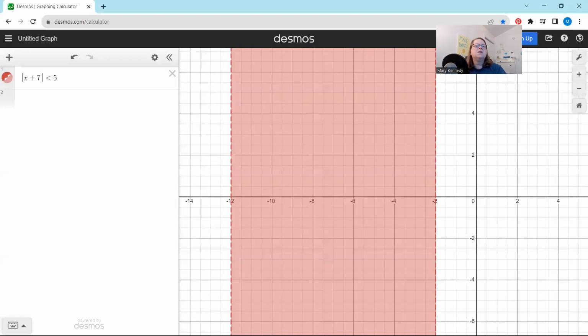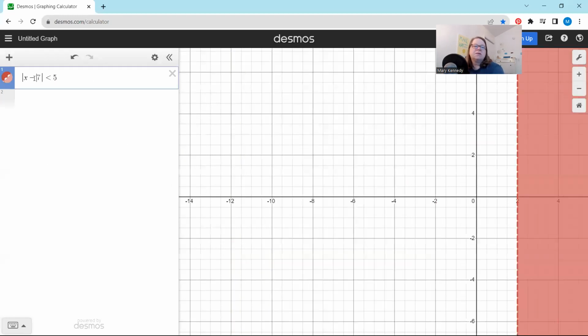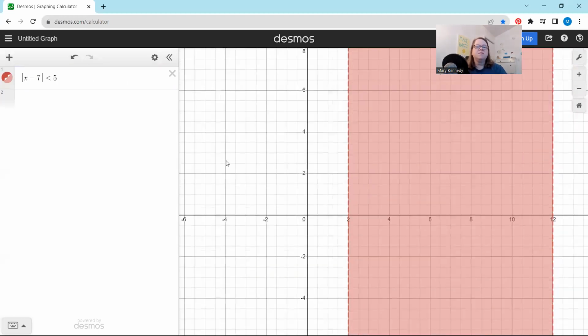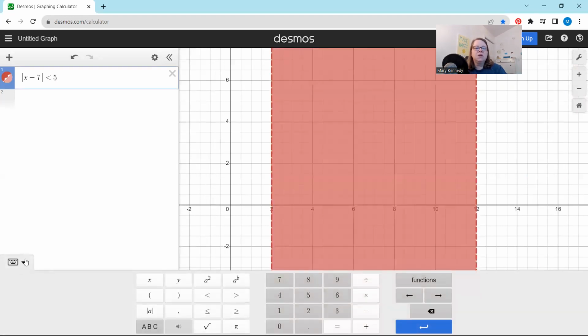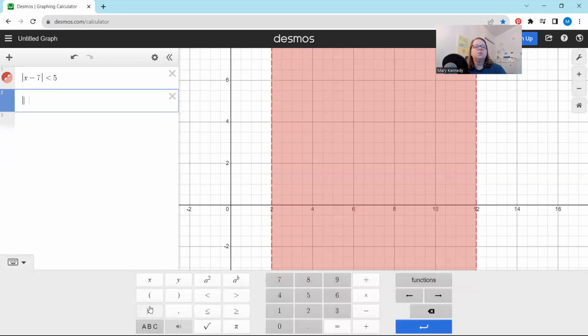So I typed in the wrong one. I typed x plus 7. It was x minus 7. Okay, there we go. All right, that makes a big difference. Okay, so here's how we do this. You go to the keyboard, and this is the absolute value button here. And so you can just, right here, type x minus 7, and then go to the other side of that absolute value, and then less than 5.